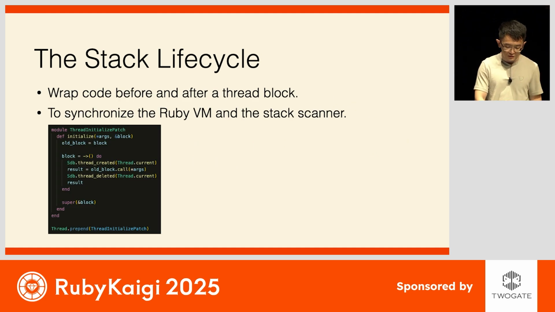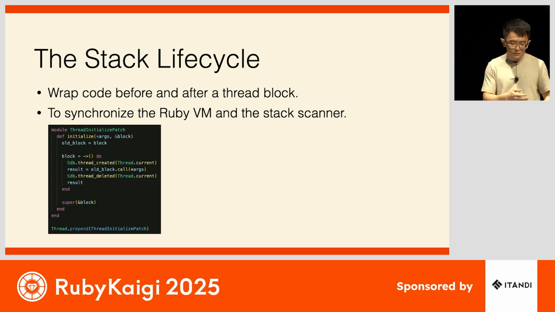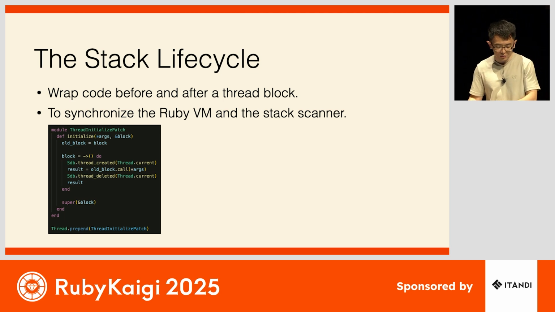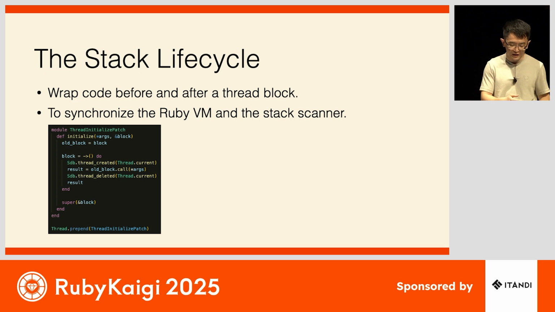Here is the implementation. It's quite simple. We wrap the code around the thread block, for synchronizing the Ruby VM and the stack scanner. It just tells the stack scanner, okay, there's a new thread, you can start to do your work. And after the thread finishes its work, it tells the stack scanner, okay, this thread will die, you should not scan it anymore.